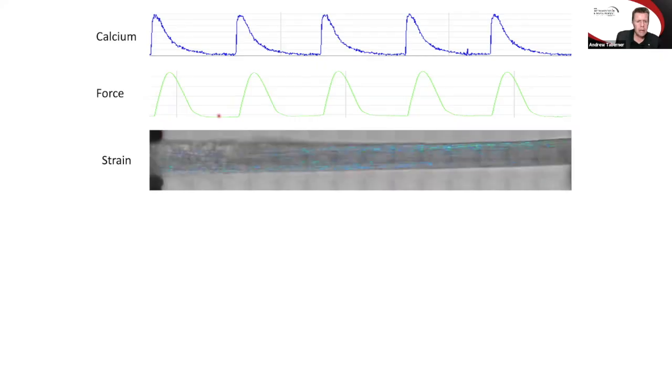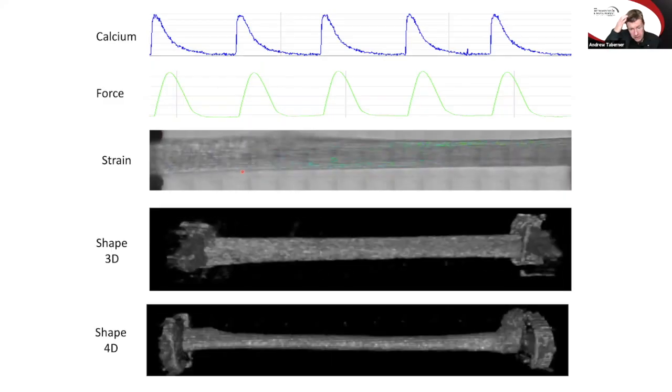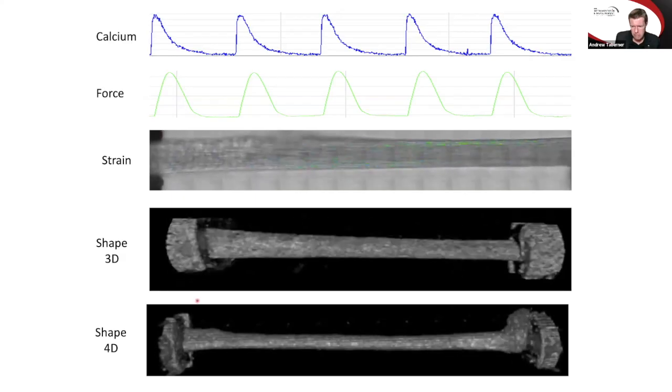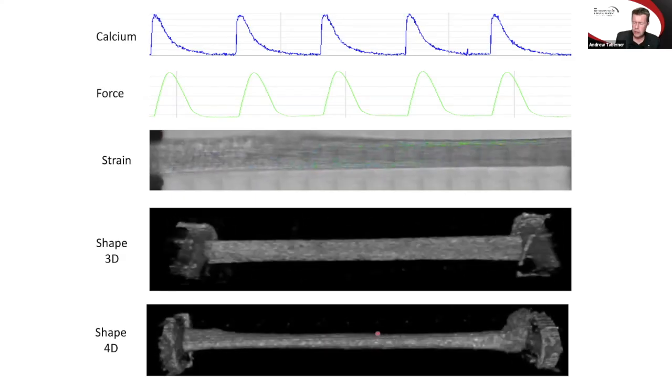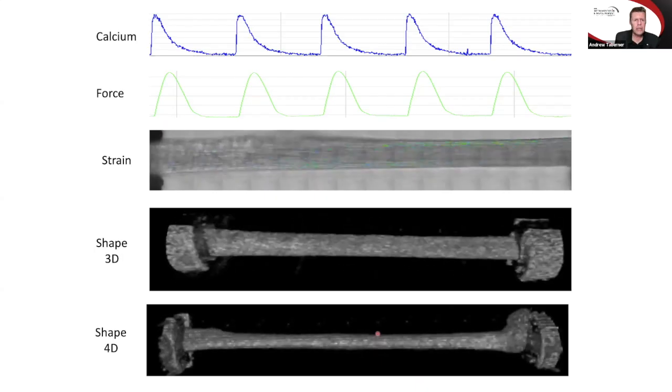At the same time, we can image the strain within the tissue. We can measure its shape in 3 dimensions, and in fact, in 4 dimensions, as the muscle is twitching, we can get the full 3-dimensional shape throughout a twitch. So how do we make all of these systems work, and how do they work together?